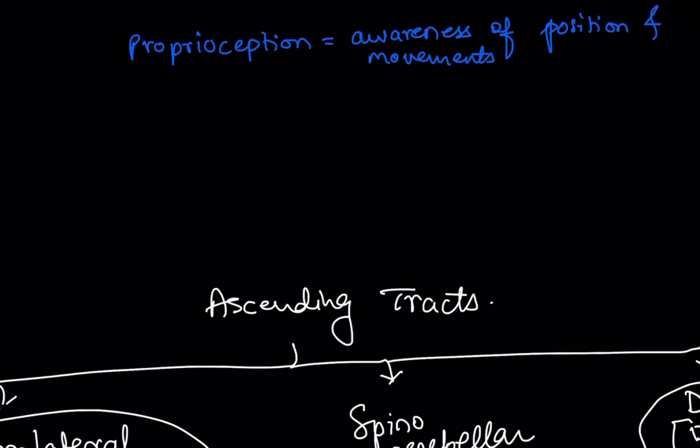Anterolateral and the DCML. But the unconscious proprioception, do you even realize how you're sitting? Sometimes you do, but many times you are not even aware about how you're standing, what your posture is. That is unconscious proprioception. That is controlled by your spinocerebellar tract. Okay, so proprioception meaning is done.